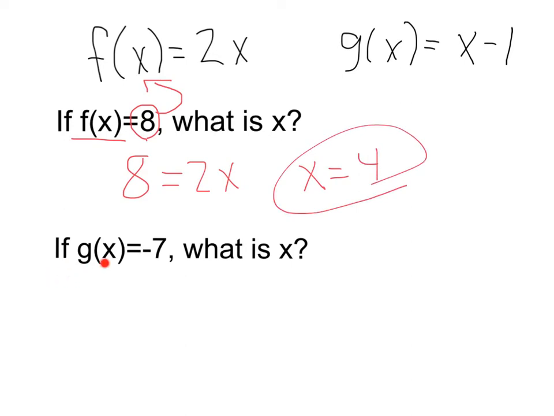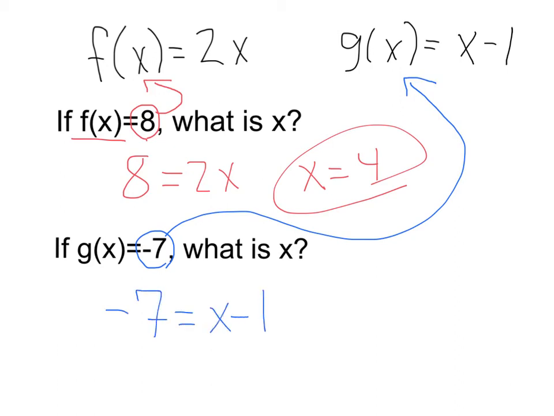Next we have g of x equals negative 7. This time we're going to take this negative 7 and plug that in for g of x, giving us negative 7 equals x minus 1. If we solve from there, we just add 1 to both sides. Negative 7 plus 1 is going to give us a value of x equals negative 6. So pay attention whether you're plugging in your value for x or, like in these cases, if they give you what the function equals, you set that equal to the f of x or g of x depending on the case.